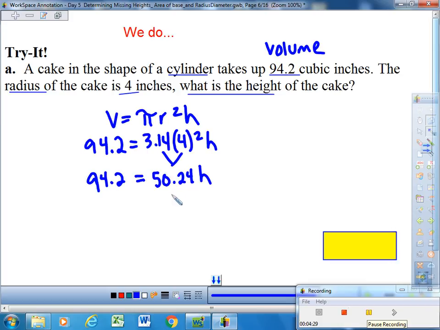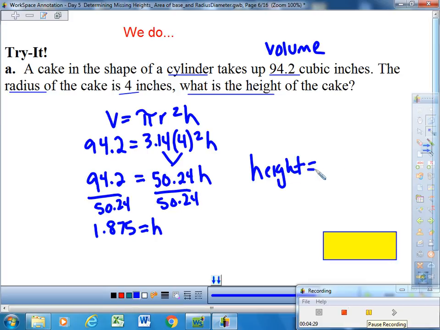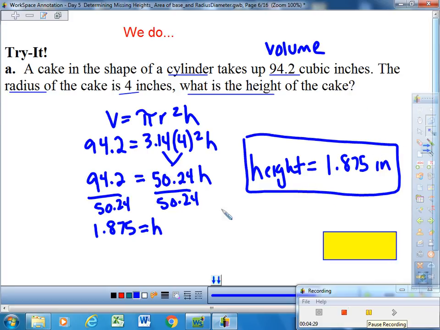Now how do you solve for h? Divide by 50.24. So put that in your calculator. H is 1.875. So you would say your height equals 1.875, and we're at inches. There's your answer.